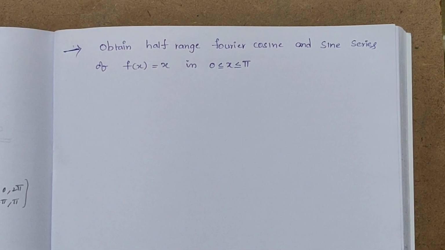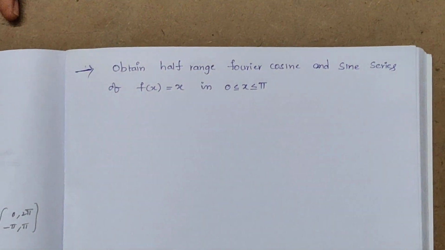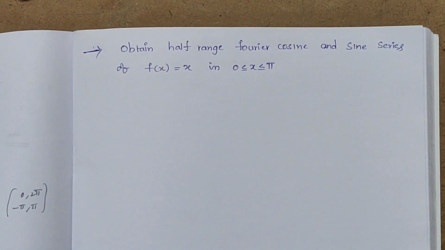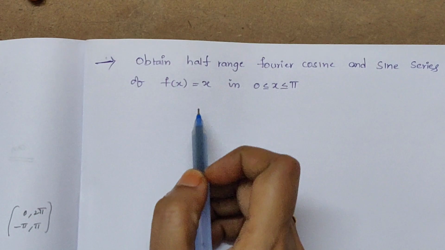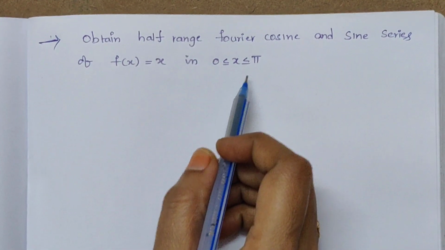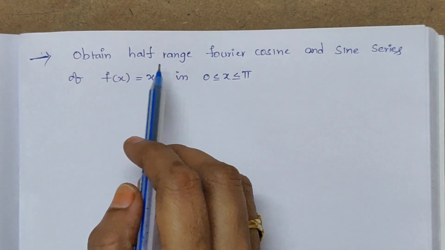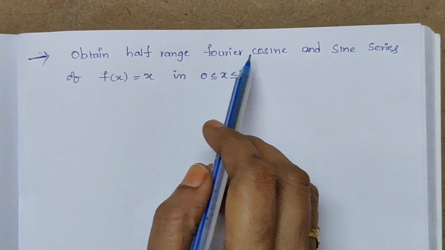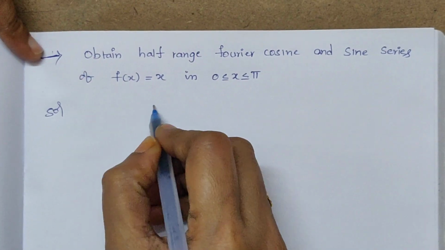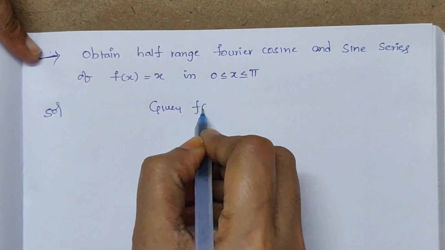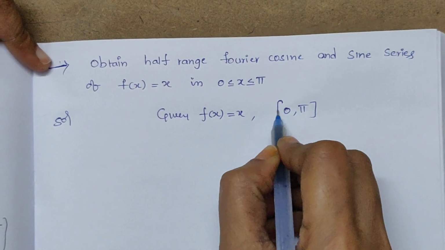In this session, we are going to solve problems on half-range Fourier series. Here the problem is: obtain half-range Fourier cosine and sine series of the function f of x equal to x in the interval 0, pi. So for the function x, they ask to find the half-range Fourier cosine series as well as the sine series. So the solution: given f of x equal to x in the interval 0, pi.